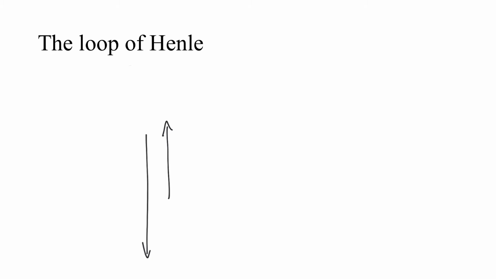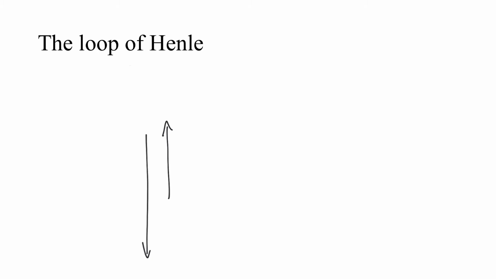So we need to start with the ascending limb. In the walls of the ascending limb, there are transport proteins that actively transport sodium and chloride ions out of the ascending limb and into the tissue fluid. This means that you have created a highly salty tissue fluid solution surrounding the loop of Henle. So the solution has a low water potential. As a result, water moves down its water potential gradient from the lumen of the loop of Henle out into the tissue fluid. This is passive osmosis.